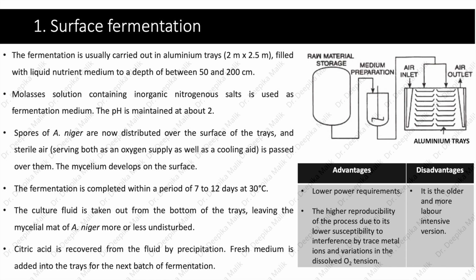The culture fluid is taken out from the bottom of the trays, leaving the mycelial mat of Aspergillus niger more or less undisturbed. Citric acid is recovered from the fluid by precipitation. Fresh medium is added into the trays for the next batch of fermentation. The diagram gives an idea of the surface fermentation.